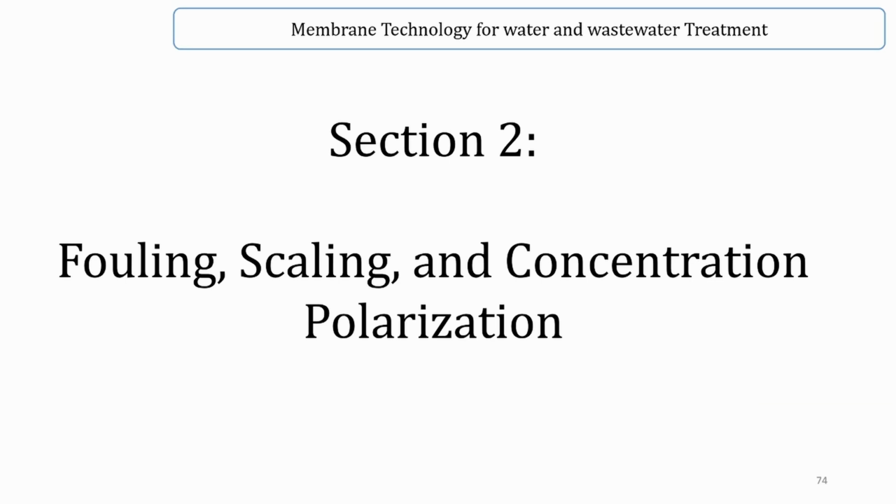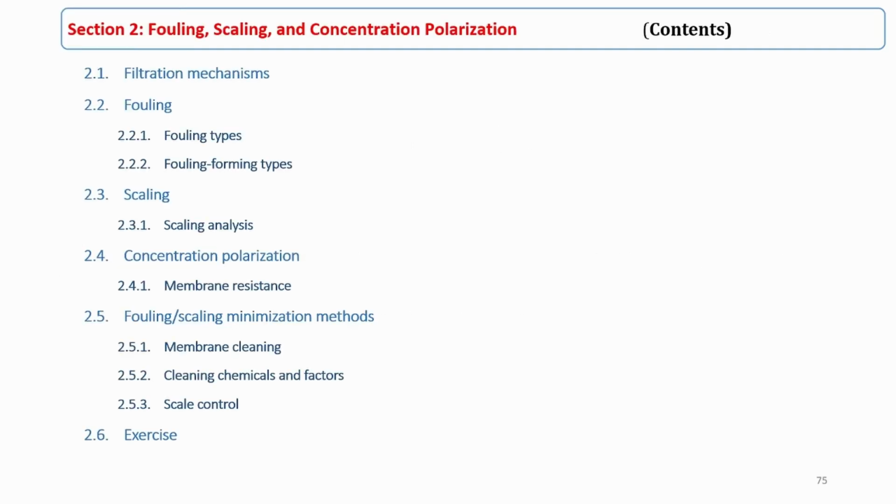Section 2. Fouling, Scaling, and Concentration Polarization. Let's look at the content of this section. In this section, at first, we will discuss the filtration mechanism for microfiltration and ultrafiltration. Then, fouling, types, factors, forming, and so on will be discussed.